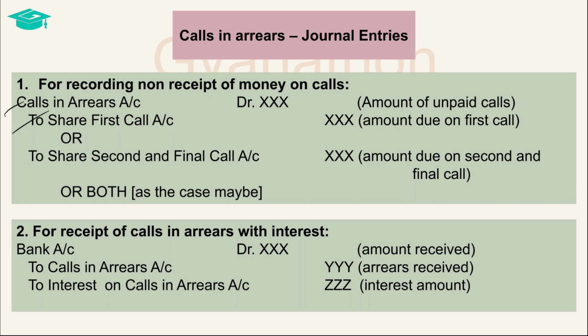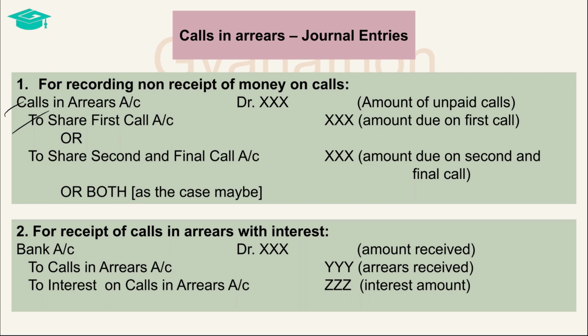The effect of this entry is that calls in arrears account is debited and carries a debit balance against the share capital account, which carries a credit balance. And in essence, it is the amount of called up capital minus the paid up capital. The specific call accounts which were debited when they become due will now get a credit to the extent of the calls in arrears.